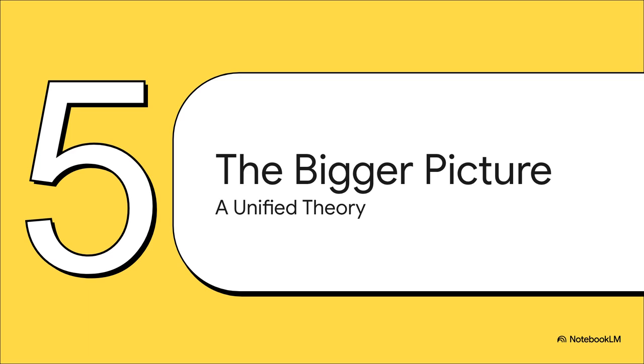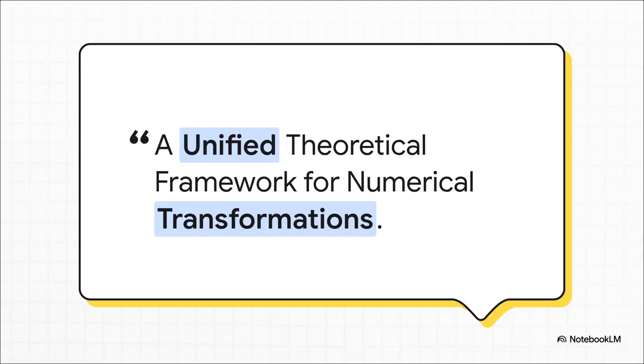So now that we understand all the individual moves in this system, concatenation, addition, summing digits, we can zoom out and look at the bigger picture. What's the point of all this? According to the source material, what is a system like this actually for? The source calls this whole thing a unified theoretical framework for numerical transformations. I know, that's a mouthful. But it's really just a fancy way of saying it's a consistent system, a set of rules, for changing numbers into other numbers or symbols in a way that's totally predictable.